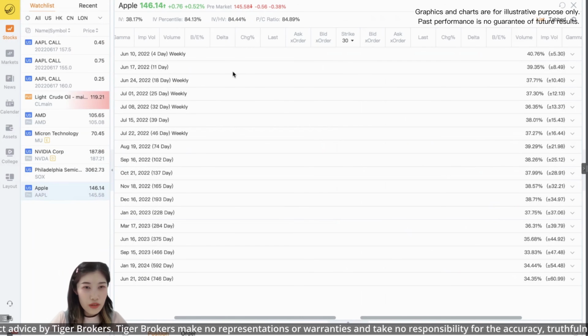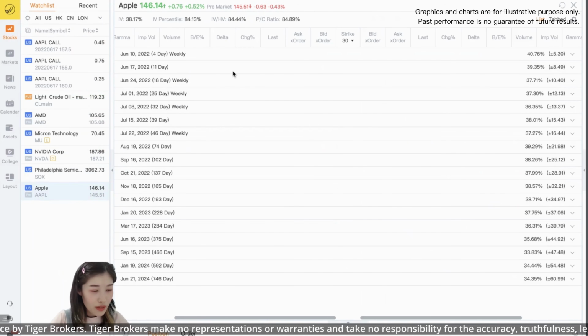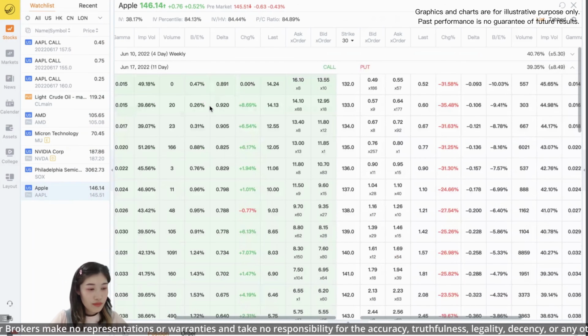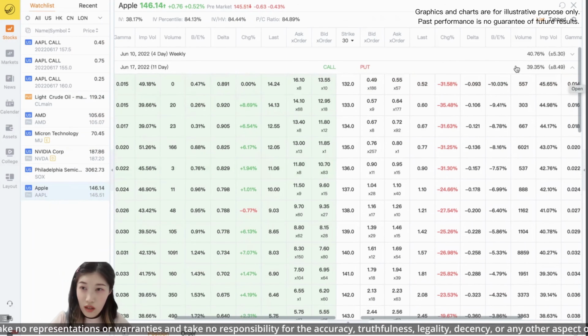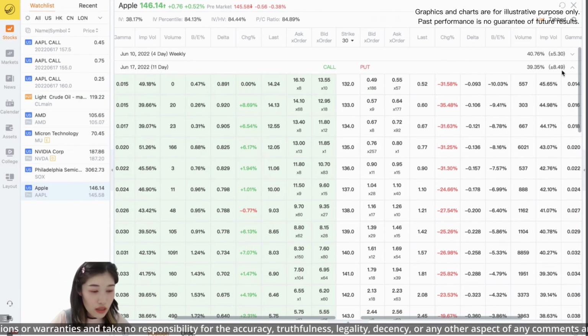Now, suppose we are going to sell a call option 2 weeks from now. Let's find an expiration that's close to 2 weeks, which is June the 17th. Now, I want you guys to pay special attention to the numbers beside IV in those parentheses, which is the expected move, and what it does is tell us how volatile the stock price might be in 2 weeks.